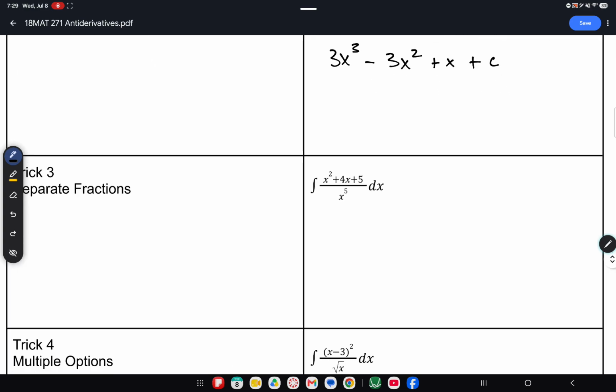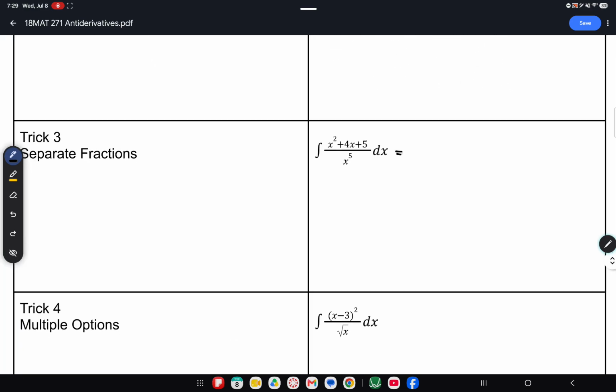It might be helpful to separate fractions. So let's separate it and simplify. So I'd have x squared over x to the 5th, which will leave me with x to the negative 3. And then we have 4x to the negative 4 and 5x to the negative 5 dx.